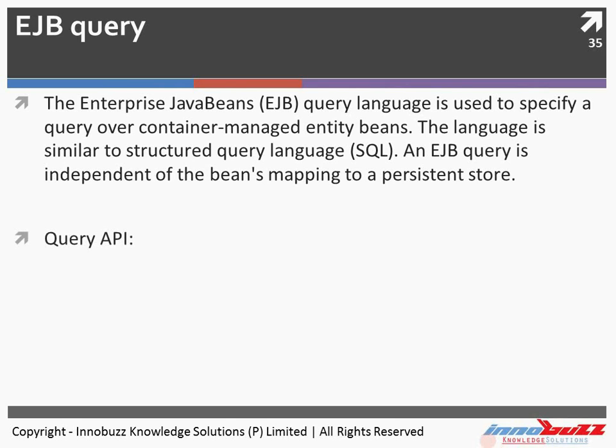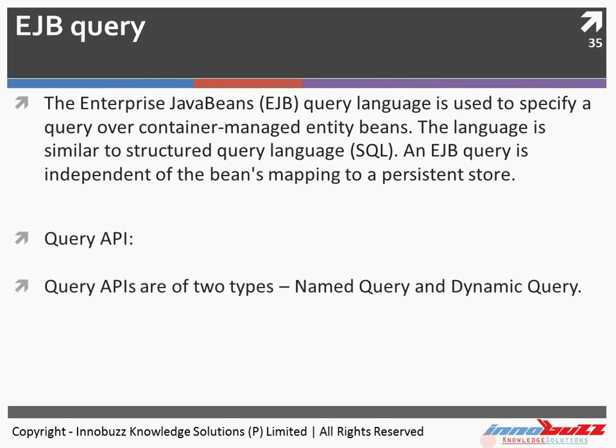We have a query API called named query and dynamic query. There are 2 types. So, named query. A named query is a predefined query that you create at deployment time. Named queries are stored in the entity manager. So basically named queries are predefined queries that you can create at deployment time, which is very important to note. It is created at deployment time and those are stored in the entity manager.